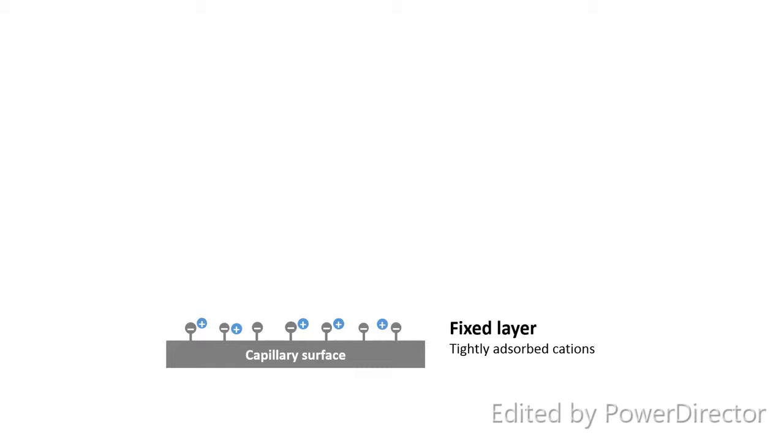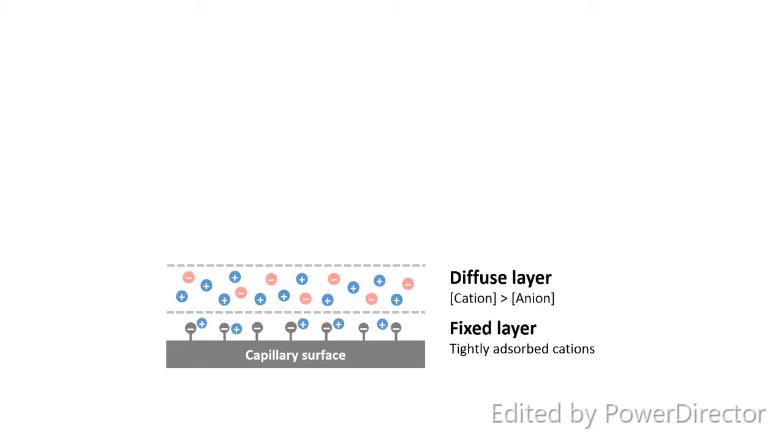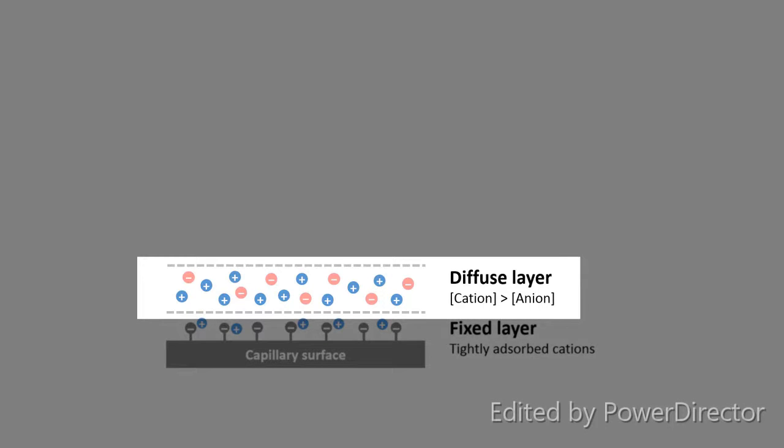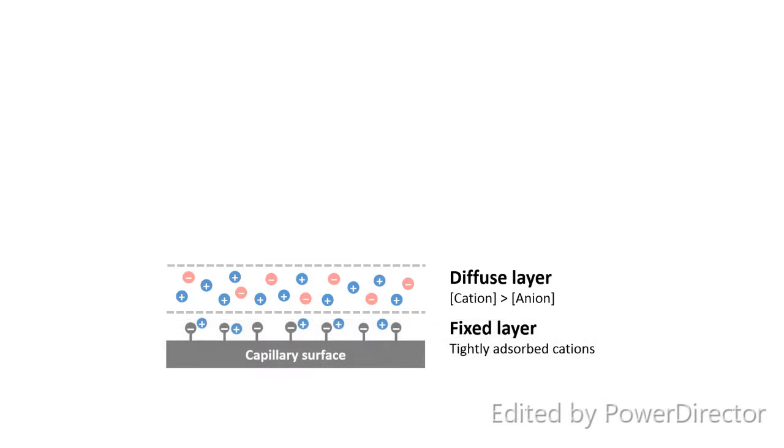However, the tightly adsorbed cations can only partially neutralize the negative charge on the capillary surface. Therefore, the negatively charged surface can still attract more cations from the buffer solution. This forms a diffuse layer, where the concentration of cations is higher than the concentration of anions. Together with the fixed layer, these two layers are called the electrical double layer.